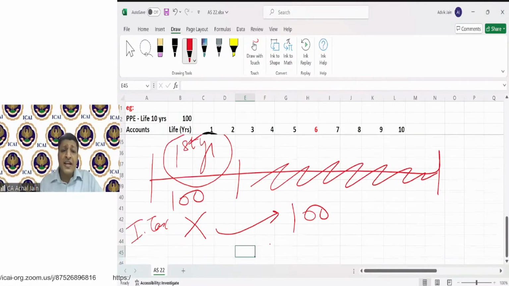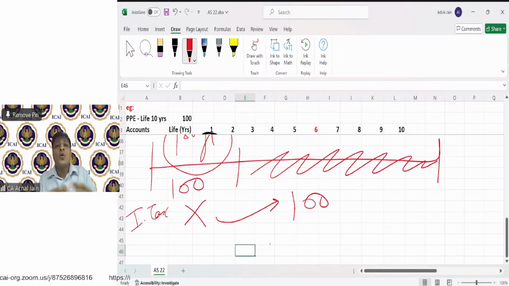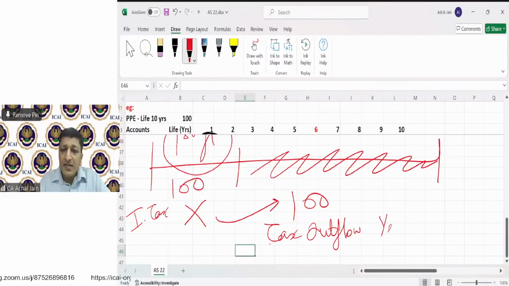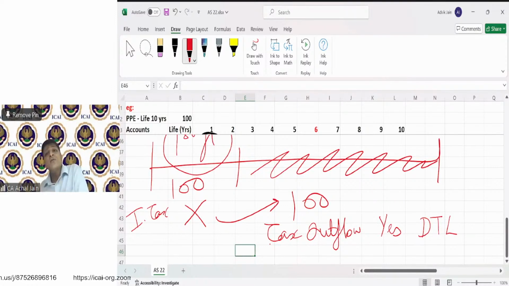So every time you want to apply the concept, you should consider whether there will be a tax outflow in the future years. If you say yes, my tax outflow will increase in the future years, then you will call it a DTL. And if you say no, my tax outflow will be reduced or there will be no tax outflow, then you will call it a DTA. Understood?